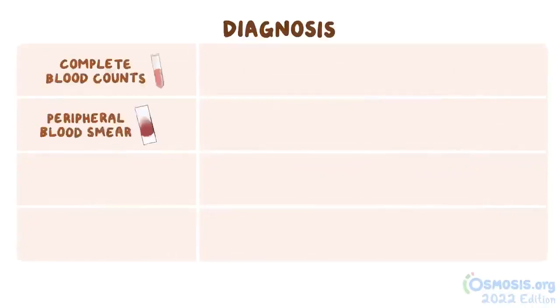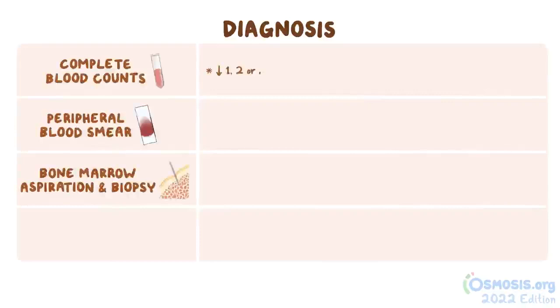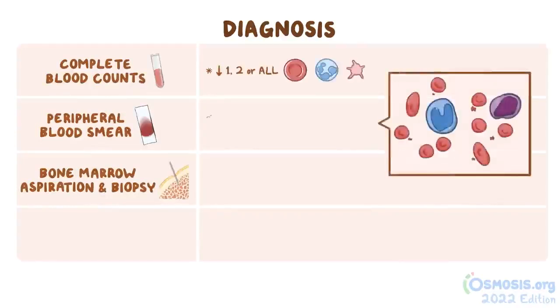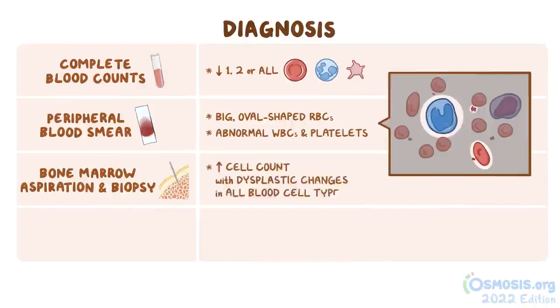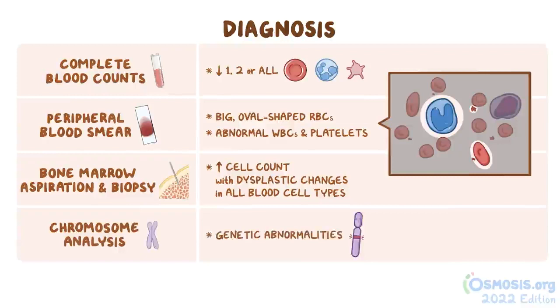Diagnosis requires a variety of specialized tests, including complete blood counts, a peripheral blood smear, as well as bone marrow aspiration and biopsy. On a complete blood count, there may be low levels of 1, 2, or all of the 3 blood cell types. On a peripheral blood smear, there may be big and oval-shaped red blood cells and abnormal white blood cells and platelets. The bone marrow sample may show an increase in cell count with dysplastic changes in the 3 blood cell types. Chromosome analysis may find genetic abnormalities in affected cells.